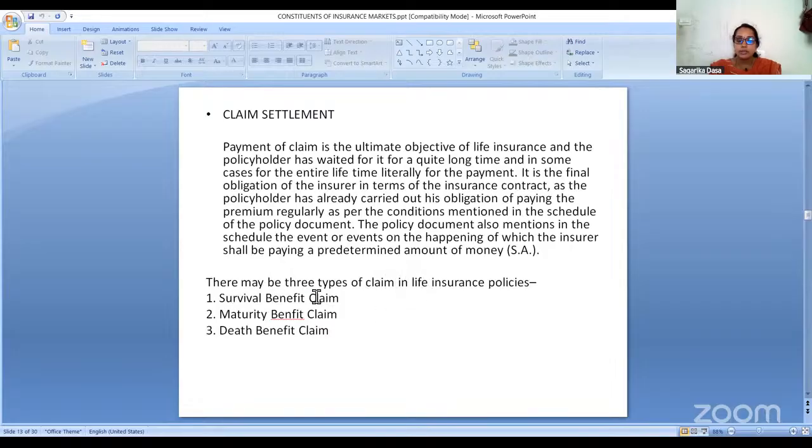There are three types of claim settlement in life insurance policy. One is survival benefit, maturity benefit, death benefit. Three types of benefit claims. If a person faces death, then he will get a death claim settlement. If the contract gets completed, matured, then maturity benefit. Survival benefit is also another type of claim settlement process.